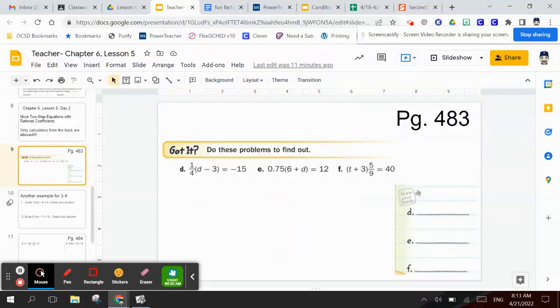So those are with whole numbers. Here's some that have fractions in them, doing the same thing using the distributive property. So we look at letter D on page 483. Again, I'm going to multiply each part of the inside of the parentheses by 1/4. So 1/4 times D is 1/4 D minus 3/4 equals negative 15.